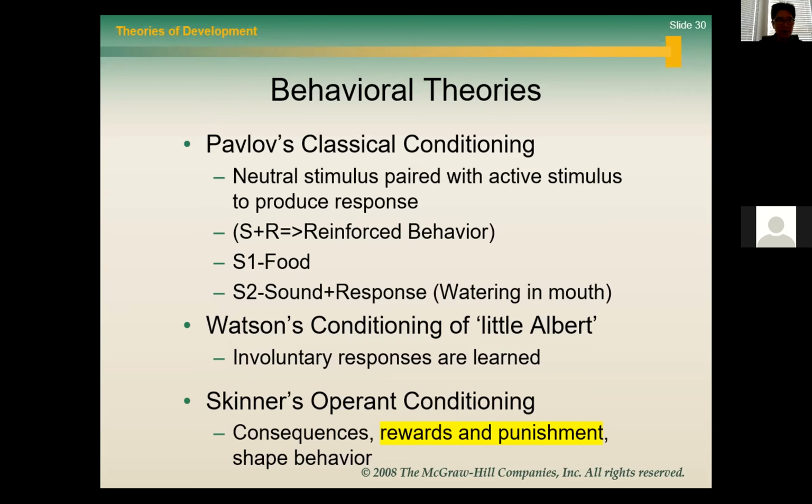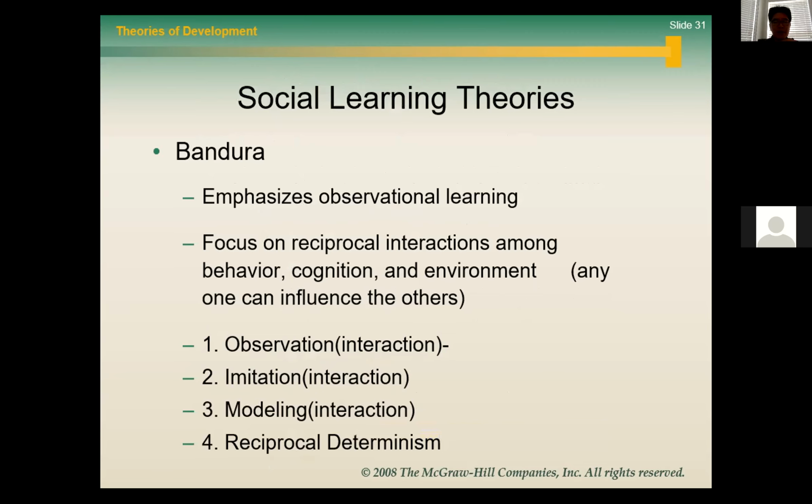Watson's conditioning: involuntary responses are learned. Skinner's operant conditioning: he added a rewarding and punishment system between stimulus and responses, like rewards, stickers, token economy, candy, gum, and snacks to encourage student success, and punishment too. The social learning theory was developed by Bandura. Bandura believed that we learn from observation. So he focused on reciprocal interaction among behavior, cognition, and environment.